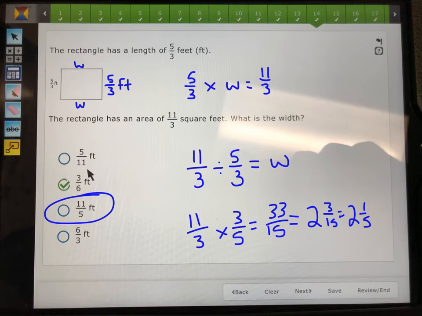Now if you notice over here, they don't have mixed numbers. So it can't be 5/11 because that's not more than 1. It can't be 3/6 because that's not more than 1. It could be 6/3 because that is more than 1. However, that would just be 2. There would be no leftover 1/5. So that's not correct. And 11/5, if I do the math, all right, how many 5s go into 11? 2. How many fifths are left? 1. And that is my correct answer.